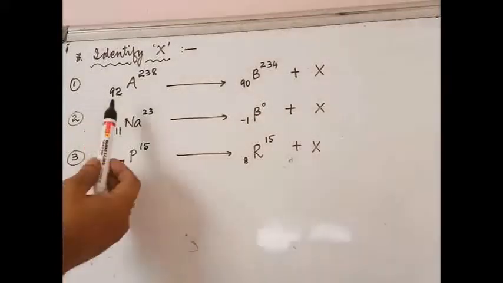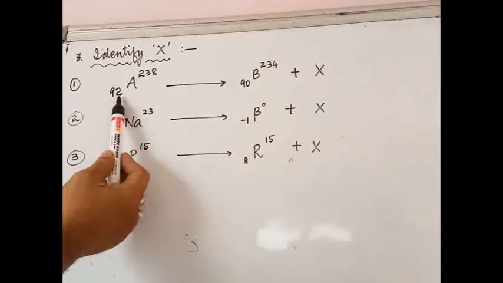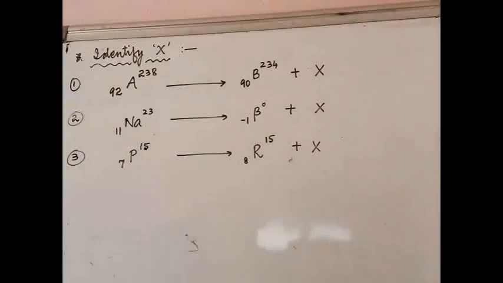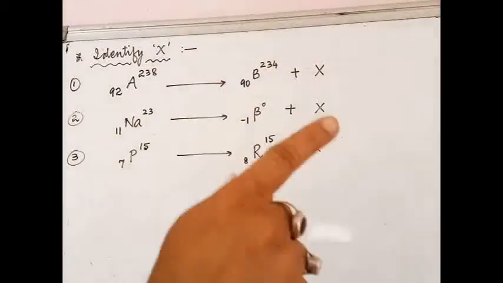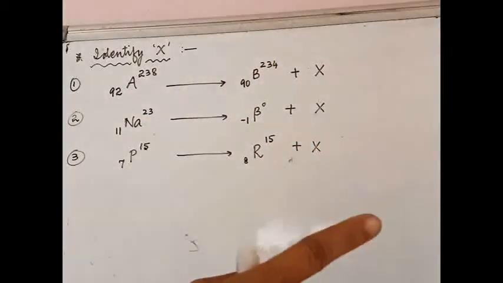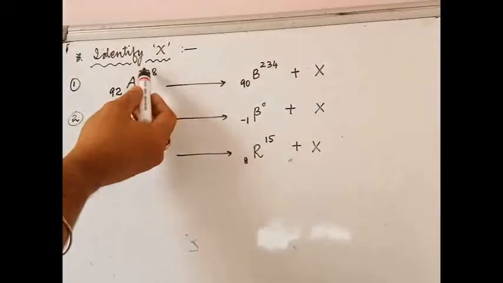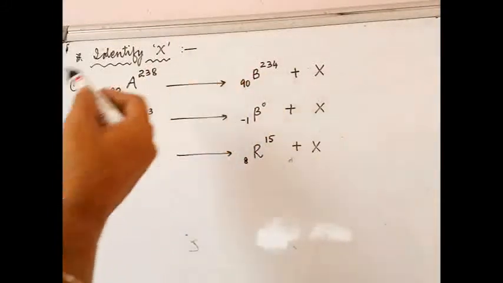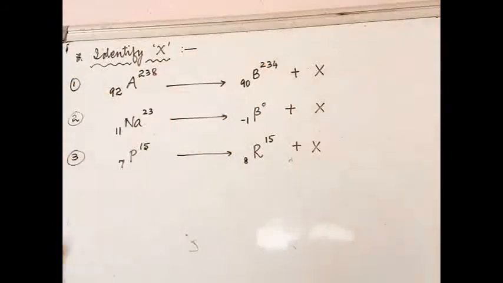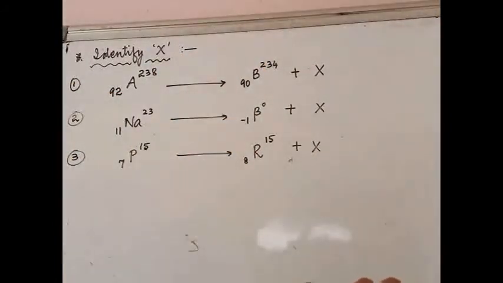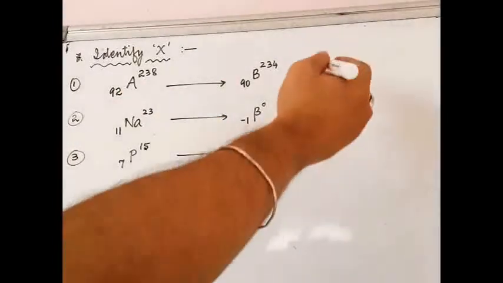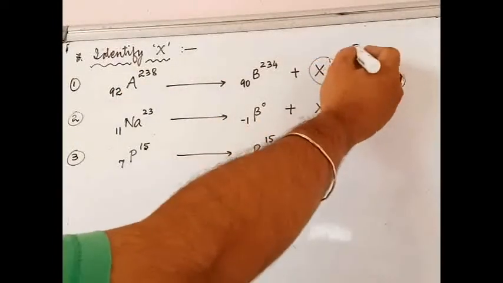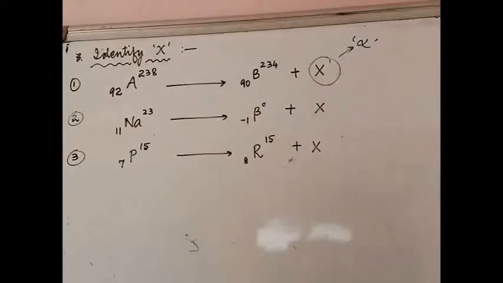Very easy. You see what has happened to the atomic number. It was 92, it reduced by 2. 92 became 90. That means a reduction of 2. Reduction of 2 happens in case of alpha emission. You can confirm the same by having a look at the atomic masses. 238 became 234. That means a reduction of 4. So atomic number has reduced by 2, atomic mass has reduced by 4. Therefore this has to be an alpha particle.